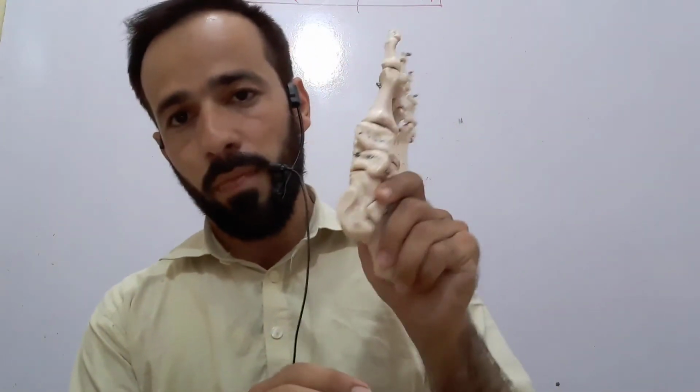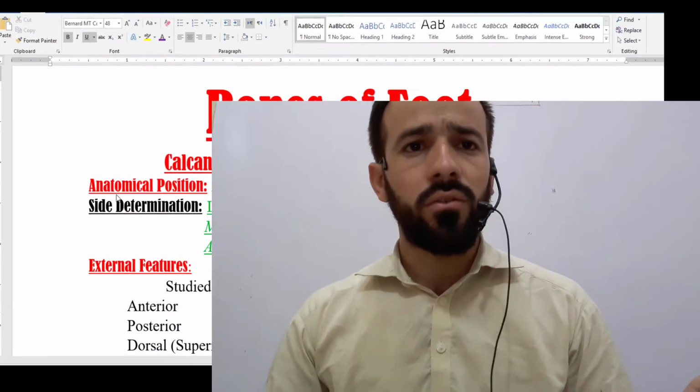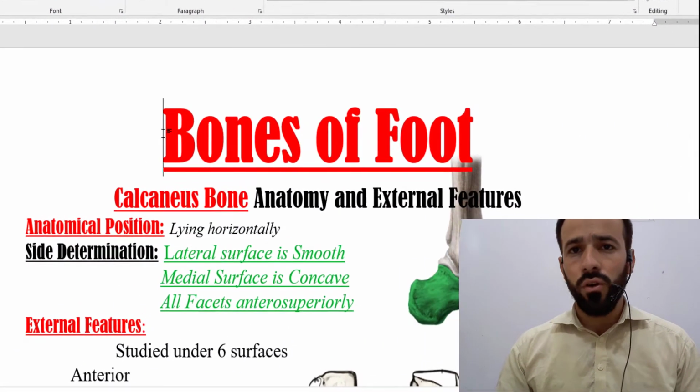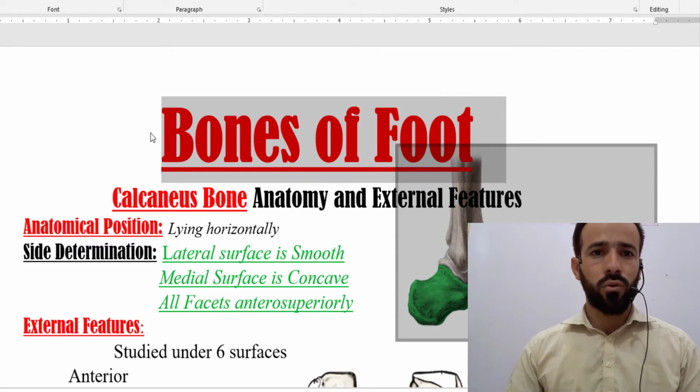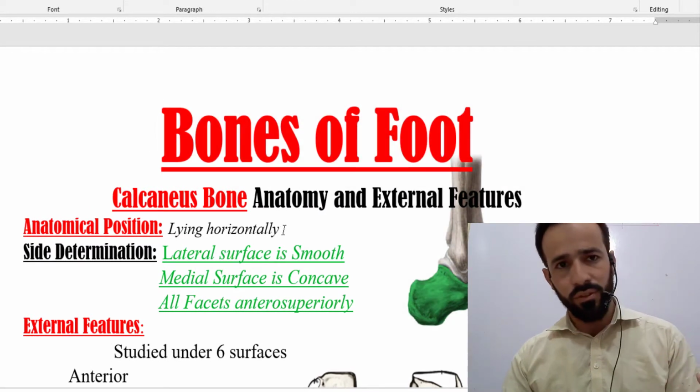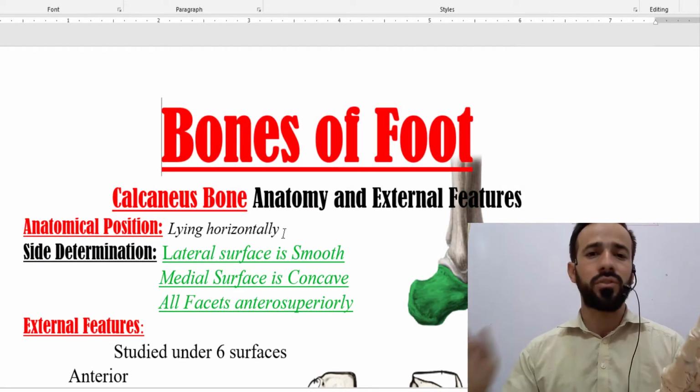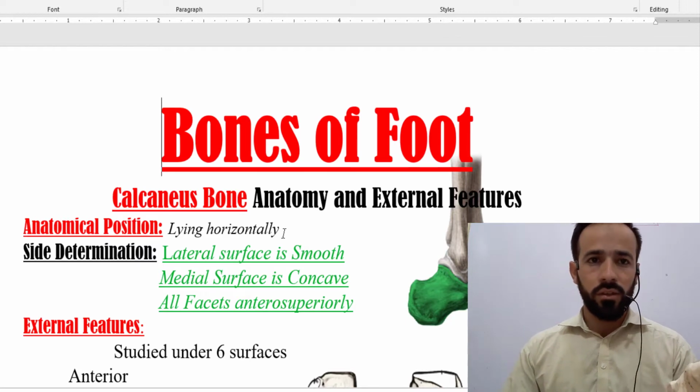Now we are going towards the foot, right? So this is the foot in my hand, and this is the left foot that I'm holding because the big toe is on the medial side. As you can see on the screen, we are discussing the bones of the foot. We will discuss them in great detail, and we will see all the important features of these bones, inshallah, in all the lectures.